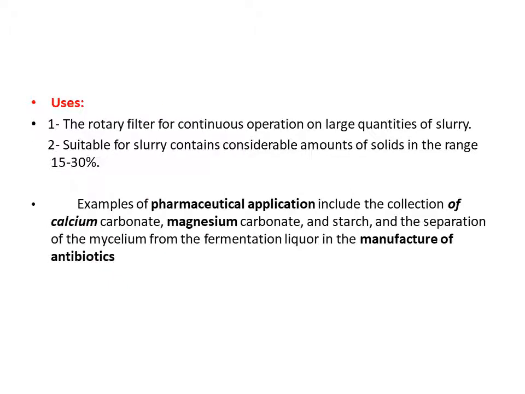Uses. The rotary filter is for continuous operation of large quantities of slurry. Suitable for slurry that contains a considerable amount of solids in the range of 15 to 30%. Examples of pharmaceutical applications include the collection of calcium carbonate, magnesium carbonate and starch, and the separation of mycelium from the fermentation liquids in the manufacturing of antibiotics.